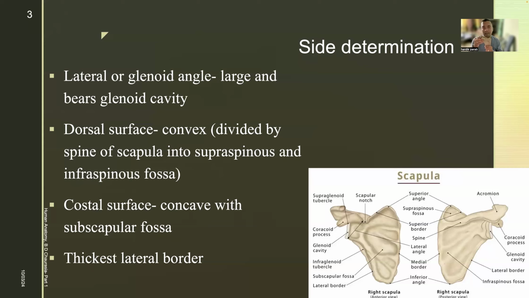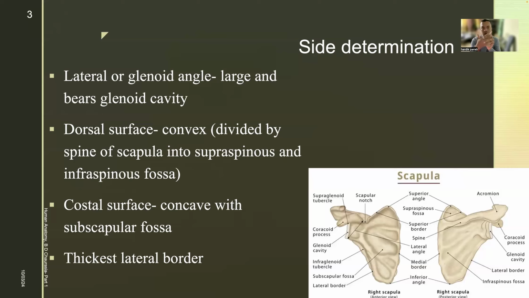The lateral angle, the glenoid angle, is on the lateral side, so it will be away from the midline. So might be it is in this way or it is in this way. Okay, so first I'll talk about that. Then it has a dorsal surface which is convex in nature. So here this one is the dorsal surface.